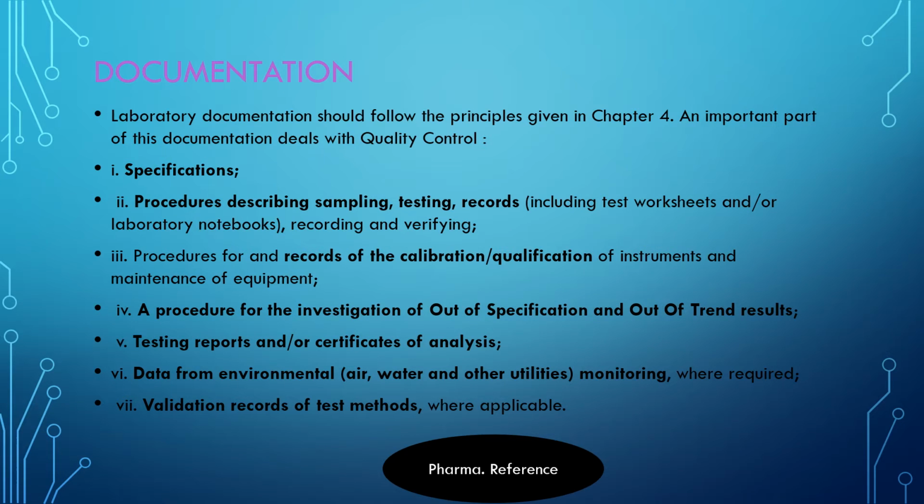Documentation. Laboratory documentation should follow the principles given in Chapter 4. An important part of this documentation deals with quality control: a specification, a procedure describing sampling, testing records, procedures for and records of the calibration and qualification, a procedure for the investigation of out-of-specification and out-of-trend results, testing reports and/or certificates of analysis, data from environmental monitoring, and validation records of test methods.